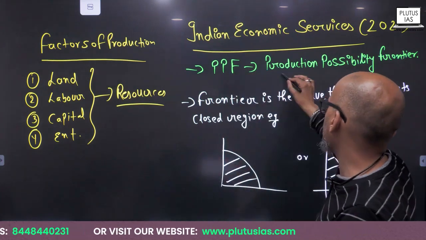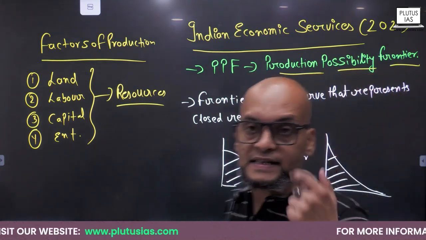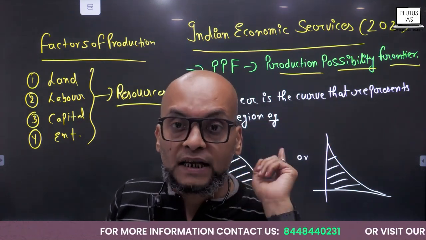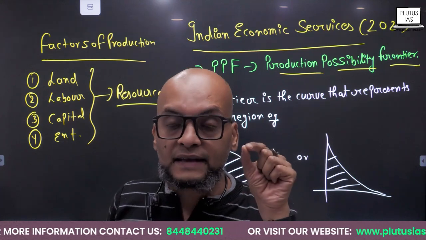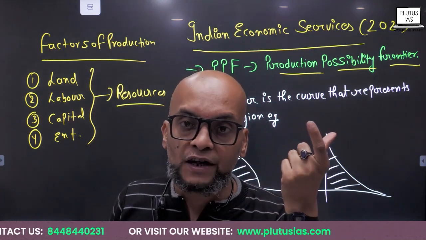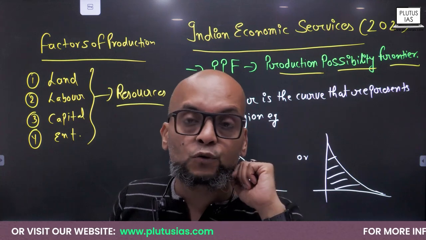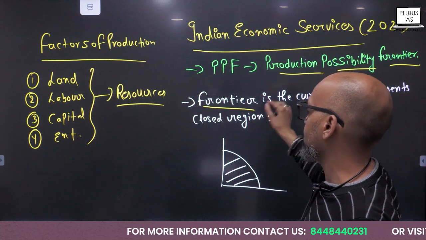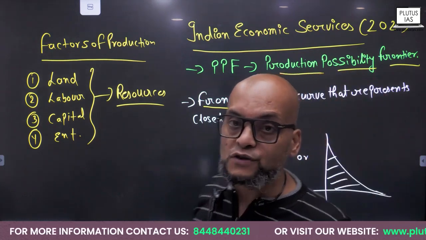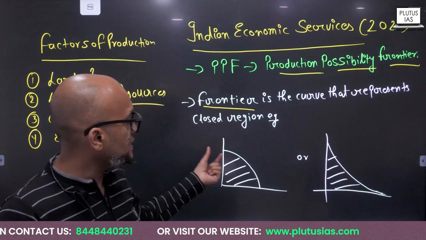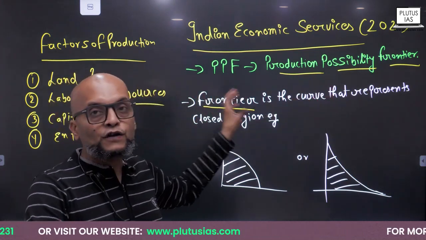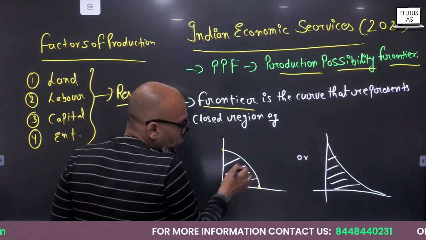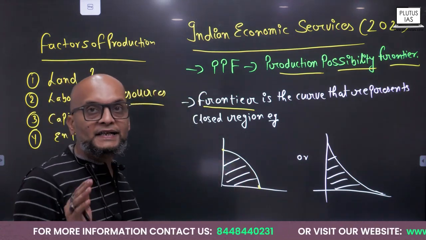So PPF is Production Possibility Frontier. Since we assume that 2 goods are being produced in an economy, this curve is going to tell us that if we are producing a certain quantity of one good, then how much quantity of another good can be produced. Now, what do we mean by frontier? Frontier is the curve that represents a closed region. I've drawn PPF here, and it represents this closed enclosed region inside it. So it is a frontier.